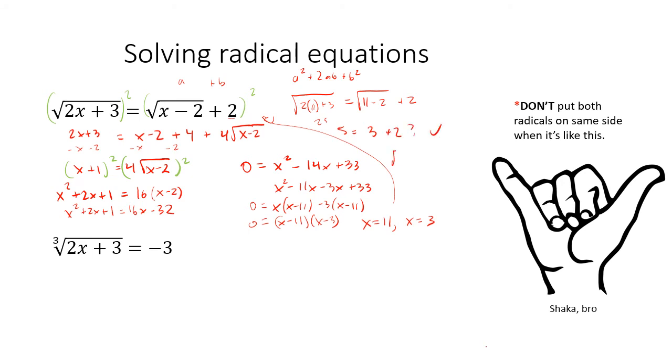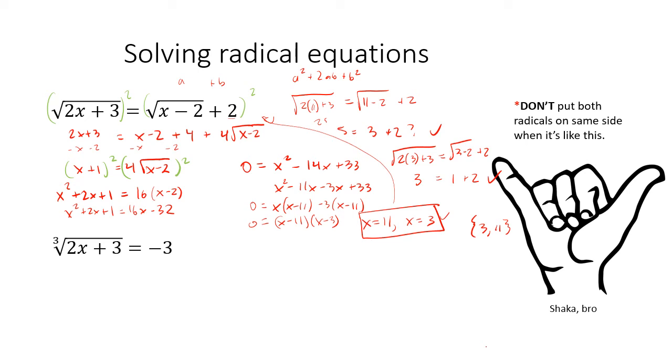Would 3 work? 2 times 3 plus 3 equals 3 minus 2 plus 2. So 2 times 3 is 6 plus 3, so 3 equals 3 minus 2 is 1. Square root of 1 is 1 plus 2. Does 3 equal 1 plus 2? Yes. So both of these work. The answer then is 11 and 3. You can write it like that, or as a set like that.